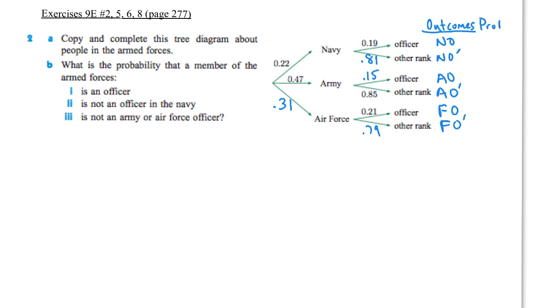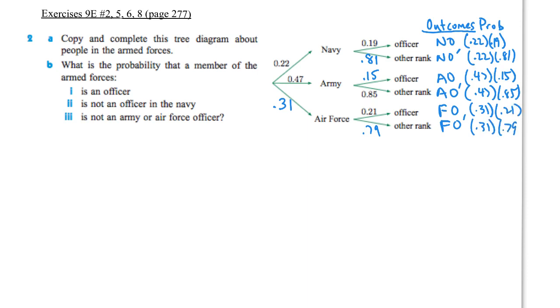And then when we put probabilities down, you're just going to multiply the numbers on the branches. So 0.22 times 0.19, I don't have room to squeeze in the answer, but you get the idea. 0.22 times 0.81. On the Army branches, 0.47 times 0.15, 0.47 times 0.85, and on the Air Force branches, 0.31 times 0.21, and 0.31 times 0.79. So those are the outcomes with the probabilities. Okay, now I'll read the questions in Part B.